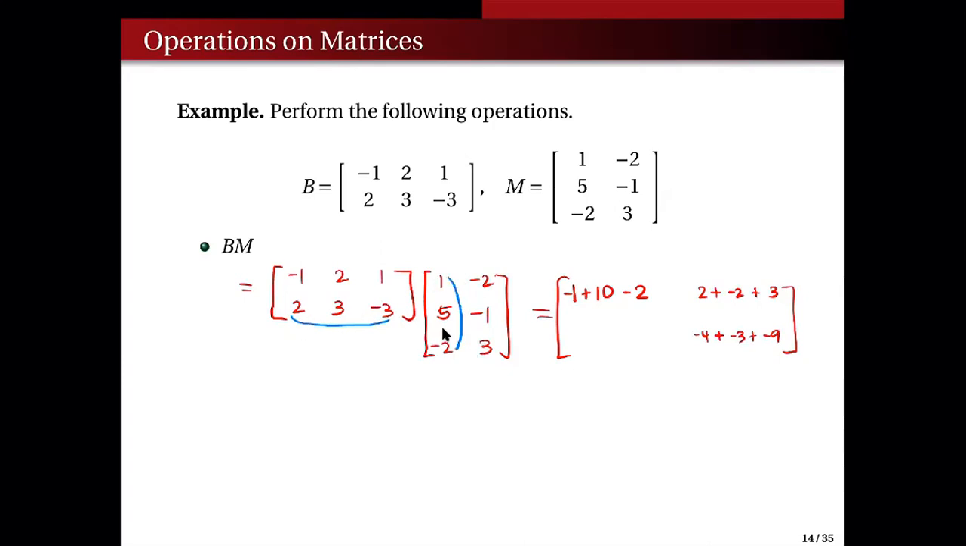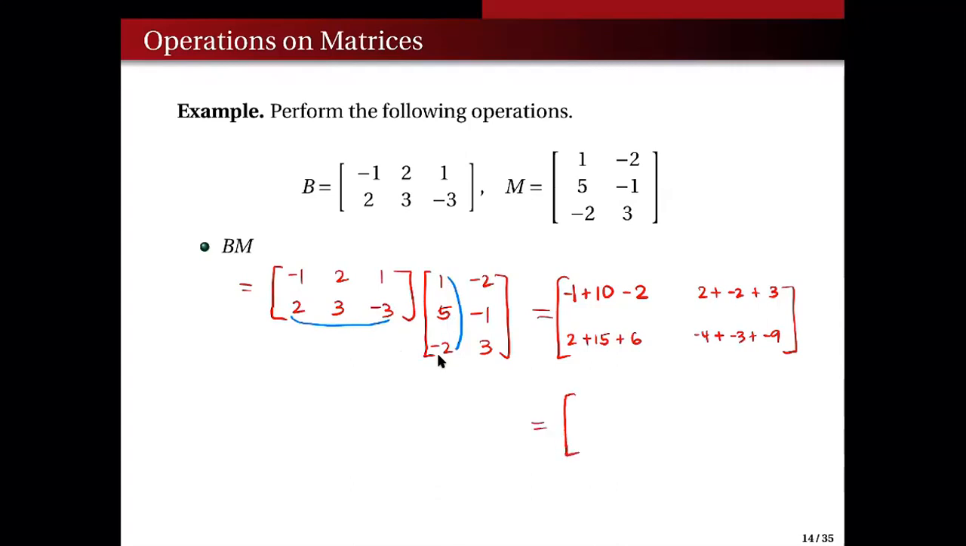Second row, first column. So second row, first column, it's on this part. We have 2 times 1, that's 2. 3 times 5, that's 15. Negative 3 times negative 2, that's 6. Okay?